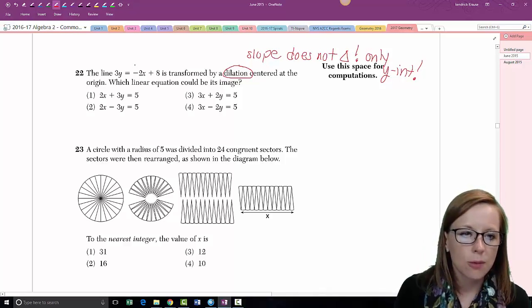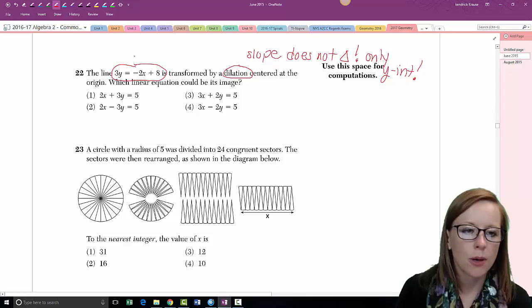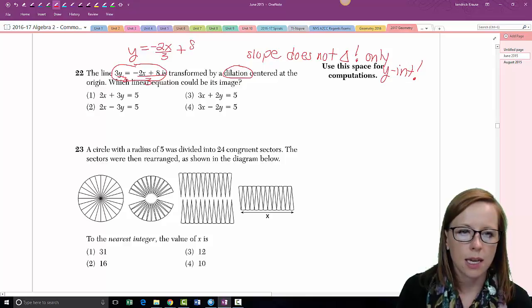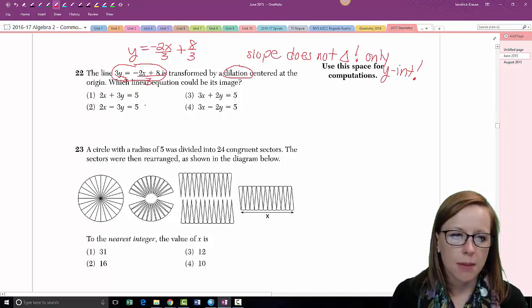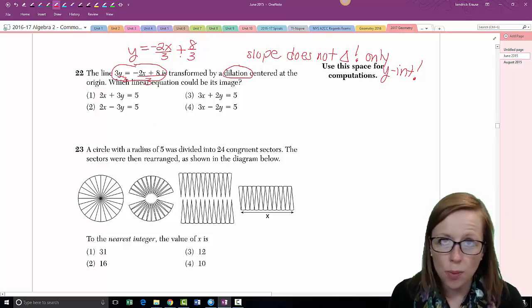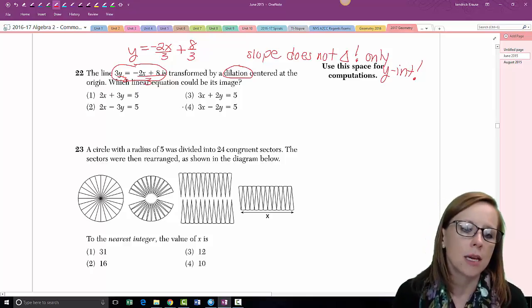So let's rewrite this line to figure out its slope. We would have to divide by 3 on both sides, and we would get y equals negative 2x over 3 plus 8 over 3. Okay. Which linear equation could be its image? Whichever one has a slope of negative 2/3 is going to be its image.